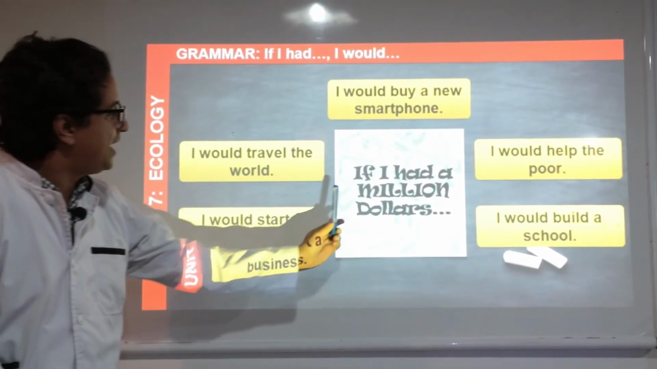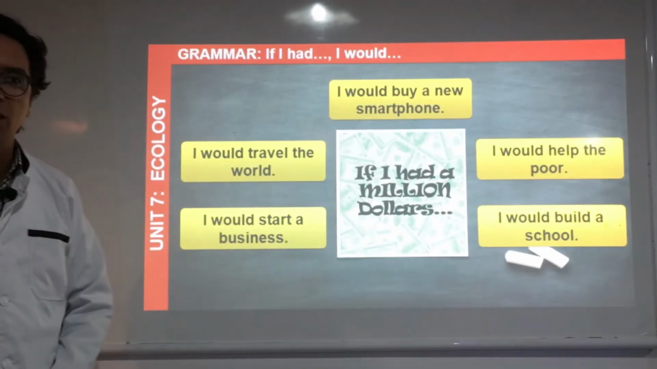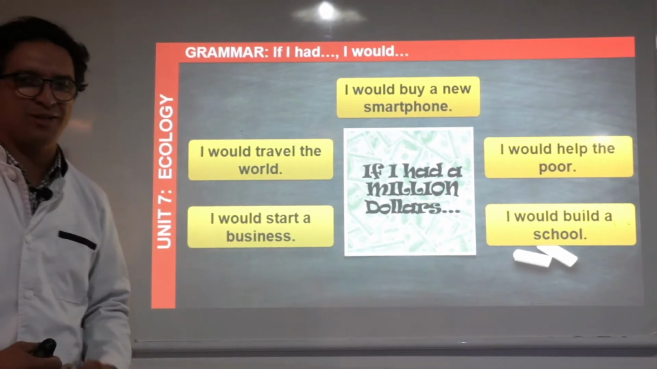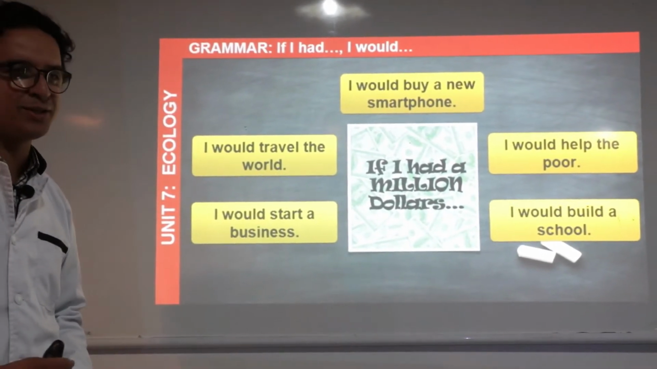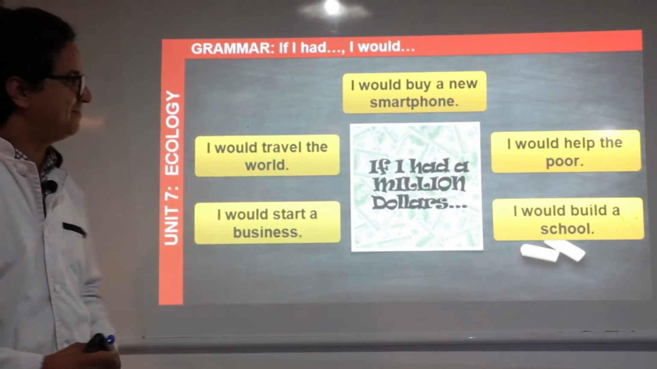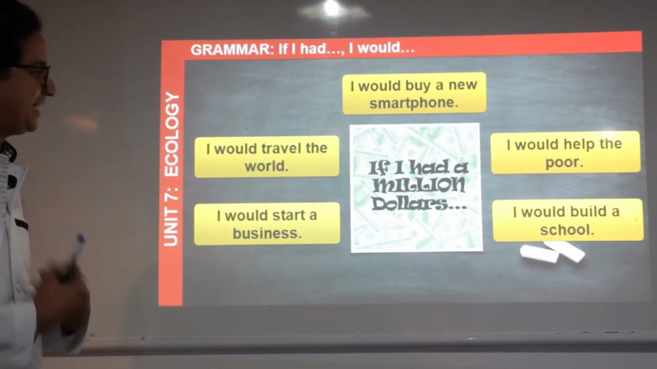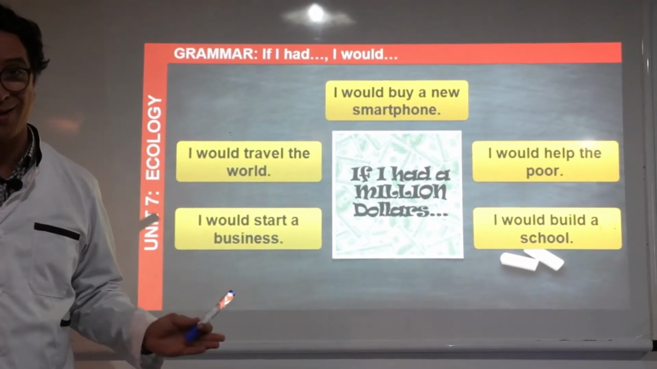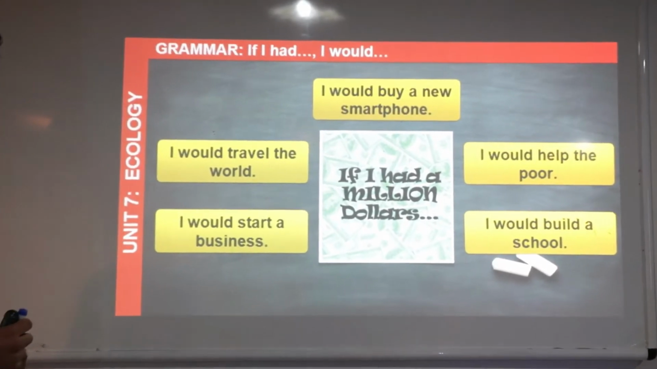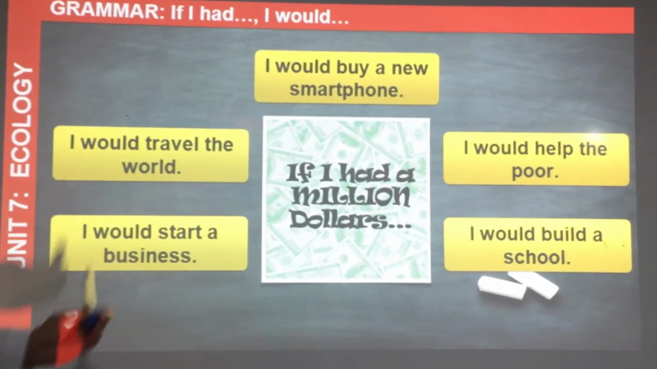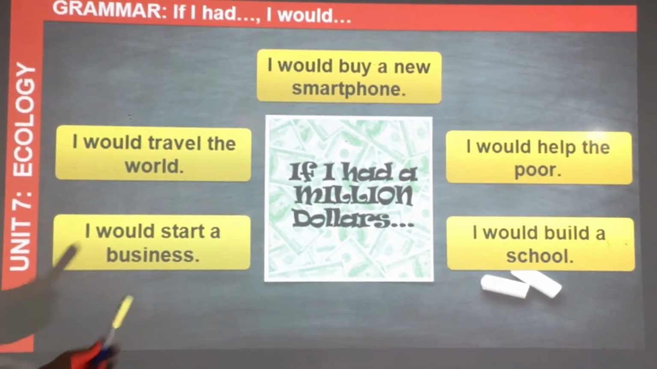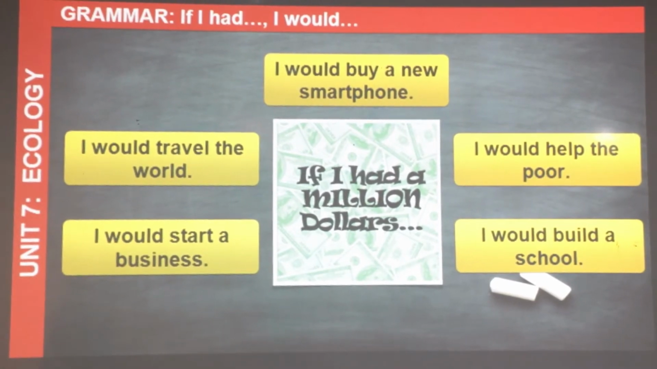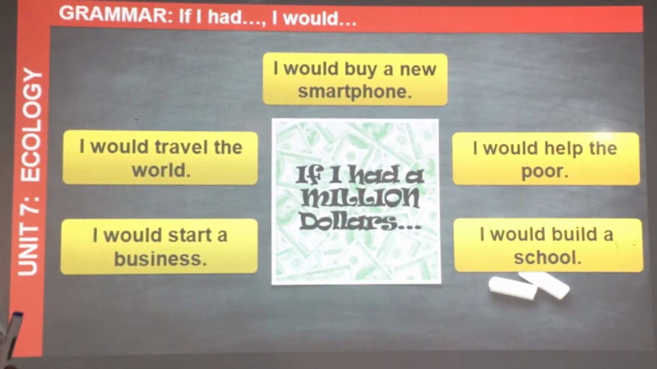Let's read it. If I had $1 million, what would I do? If I ask you this question, if you had $1 million, what would you do? Let's see answers. Okay, personally, if I had $1 million, I would build a lot of schools in Morocco. Nice, teacher. All right, so let's consider these answers. If I had $1 million, I would buy a new smartphone. Good. Would you buy a new smartphone?